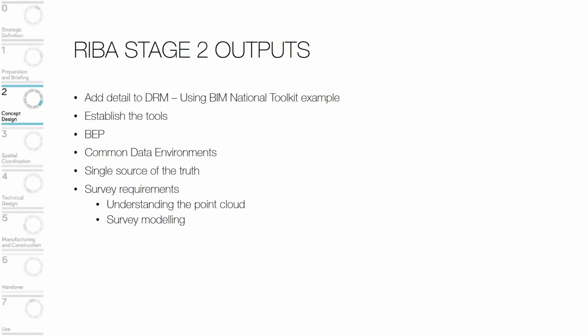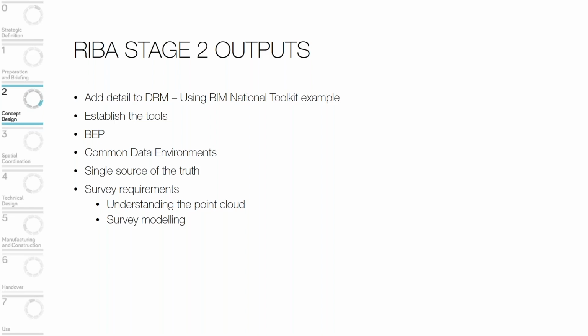So when we move to RIBA Stage 2, we're really adding flesh to the bones on the DRM. We're establishing tools, we're developing BEPs, we're reviewing things like appropriate common data environments. We're trying to create a single source of the truth wherever possible, and really starting to look at the survey in a little bit of detail.